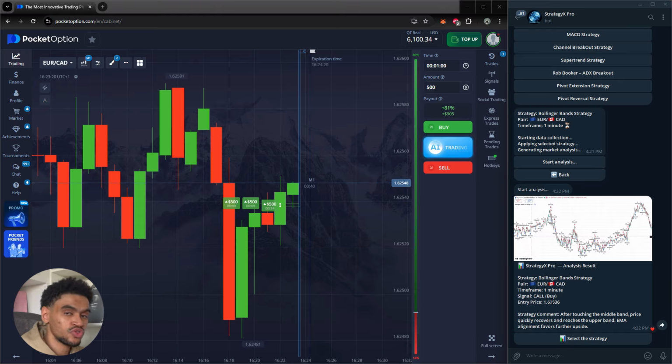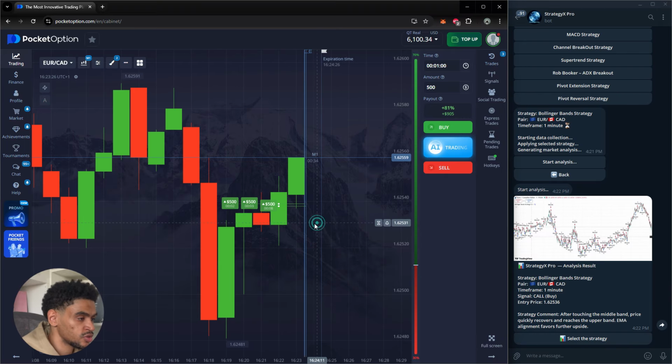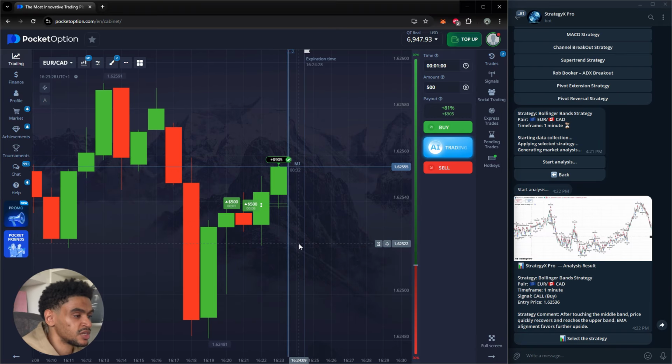You are right now trading with a strategy of a professional trader. You are now part of the system. You are now learning, educating yourself, and making money at the same time. And there it is, beautiful trade. We make all the money back from the previous loss. We're on top again, and the strategy seems to be delivering.